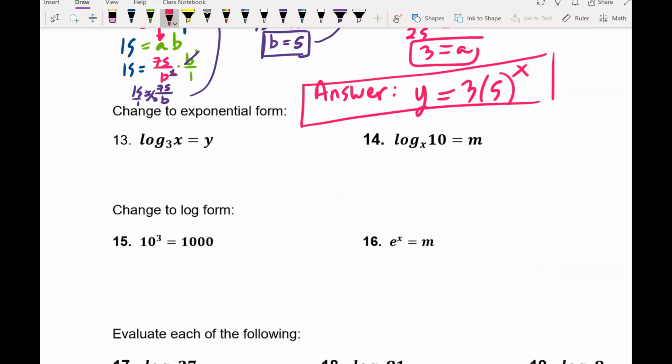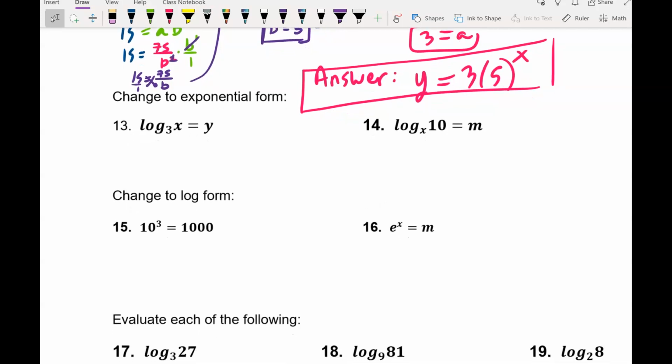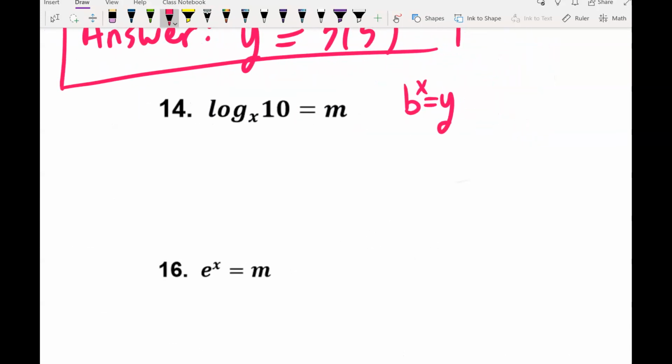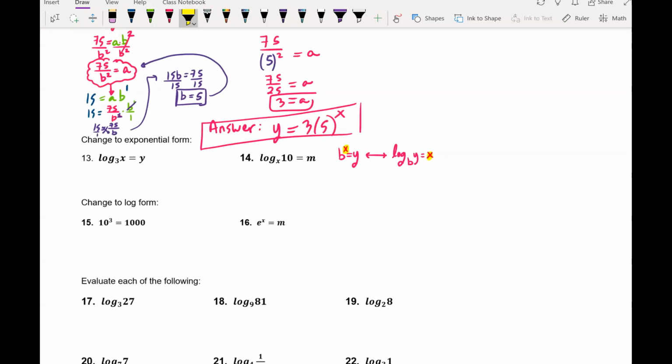All right, moving on to section 8.3, change to exponential form. So one of the things you want to keep in mind is if you have b raised to the x power is equal to y, then you know that the logarithmic statement is also true. So this is equivalent to, I'm just going to do a double arrow, log base b, remember the base is the guy holding up a value, of y equals x. The log always gets the exponent by itself on one side of the equation. Okay, keeping that rule in mind, let's go ahead and do this.